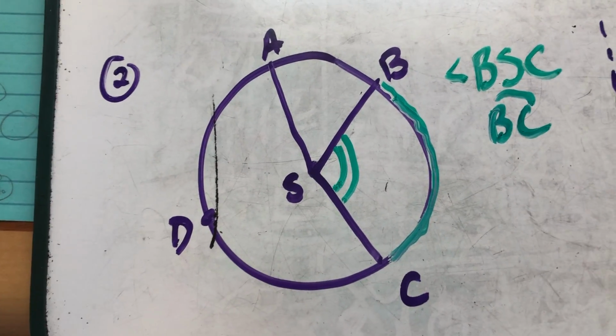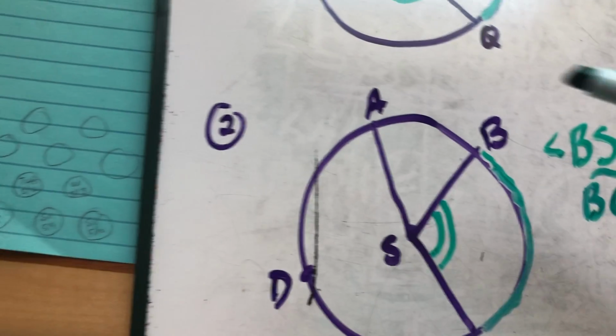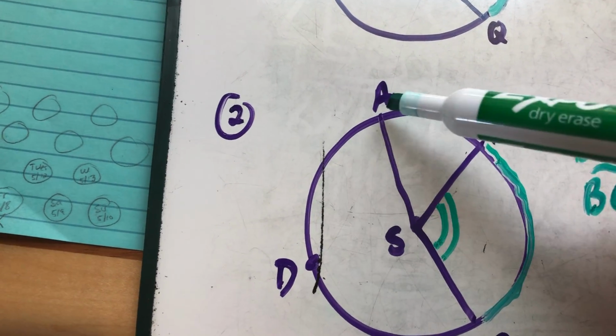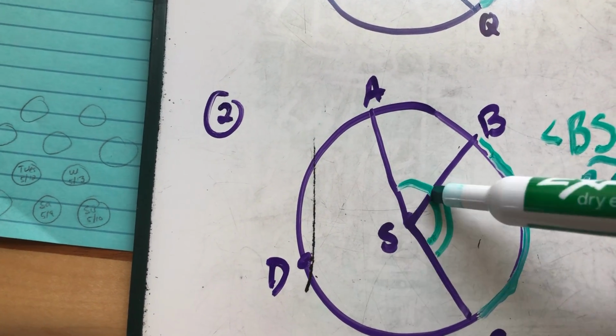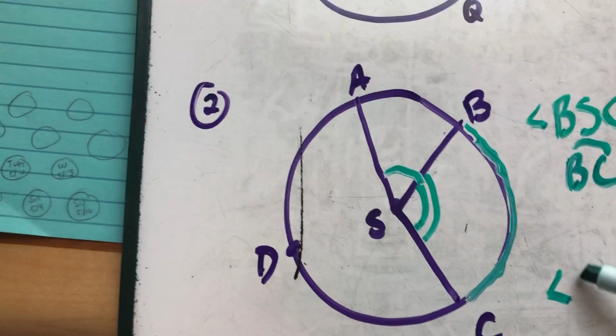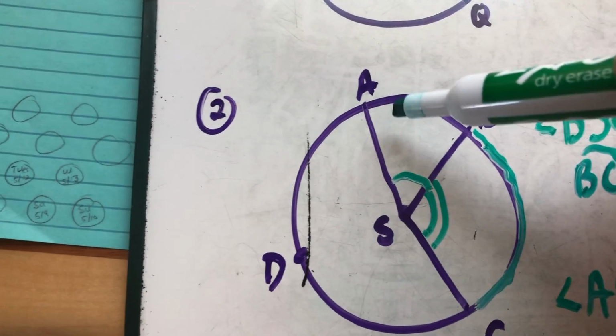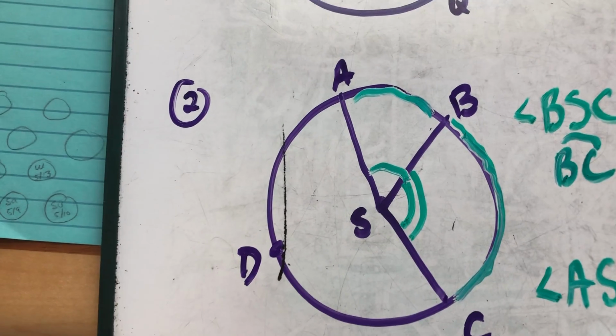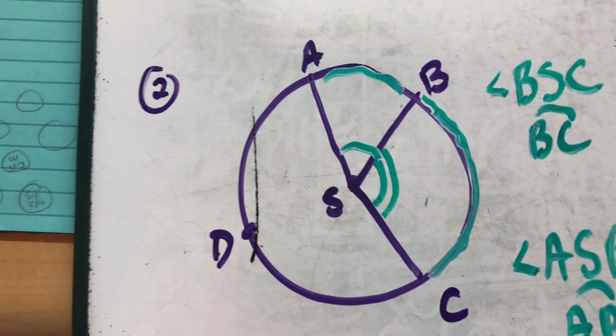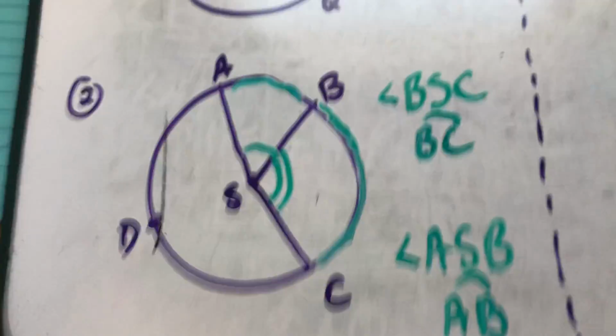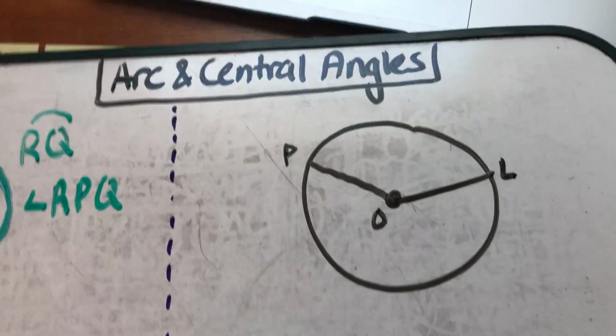If you wanted to do a different one, let's say you want to do angle ASB, the arc that corresponds with that would be arc AB. So that's basically the first half of your assignment. Now let's jump to the next part.